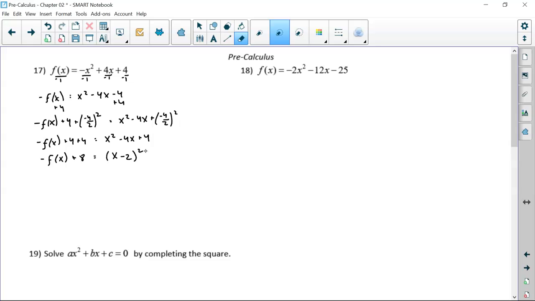Okay, so with this, what we can do is to get rid of the negative, multiply every term by -1. So I get f of x minus 8 equals -1 times (x minus 2) squared. Finish up by adding 8 to both sides. f of x equals the opposite of (x minus 2) squared plus 8.